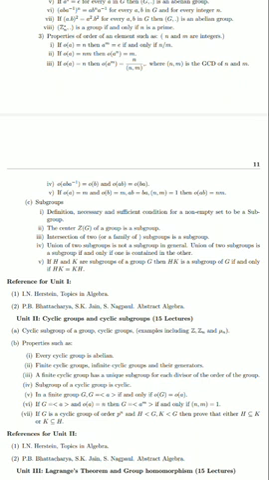The intersection of two, or a family of, subgroups is a subgroup. The union of two subgroups is not a subgroup in general. The union of two subgroups is a subgroup if and only if one is contained in the other. If H and K are subgroups of a group G, then HK is a subgroup of G if and only if HK is equal to KH.